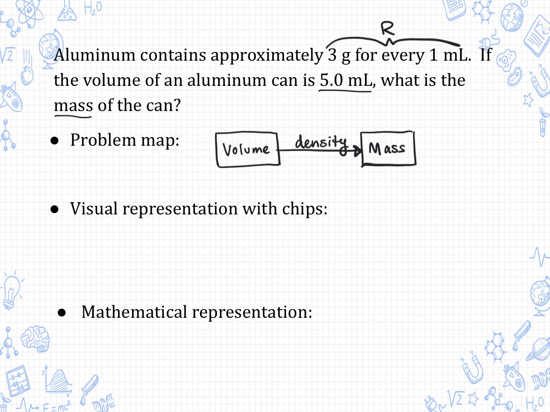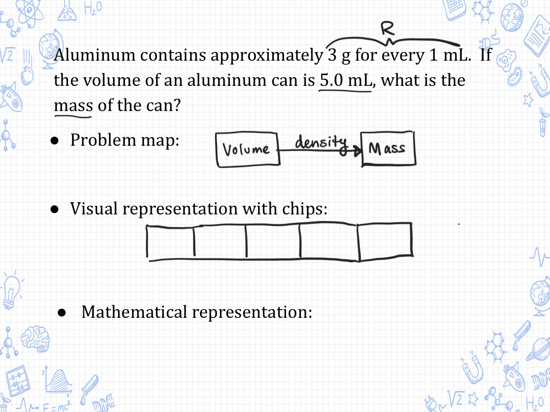Now, next, I'm going to think about a visual representation. It says that I have 3 grams of mass for every 1 milliliter. Milliliter is volume, so to me that looks like how much space something takes up. We're going to have 5 volumes here, so I'll draw this. 1, 2, 3, 4, 5. So I've got 5 volumes. And my relationship says I've got 3 grams, which we've been representing grams with particles. So here's 3 particles in every volume.